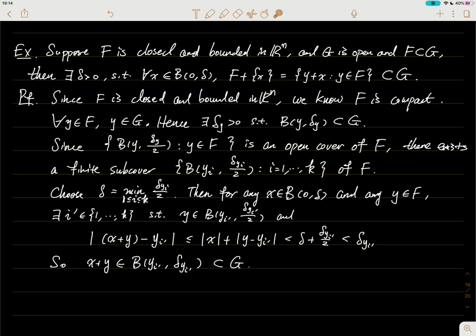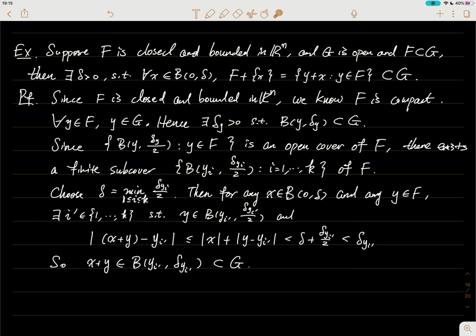And since F is compact, we know there is a finite subcover for F. I call this finite subcover B_i, where i is from 1 to k. So I have y_1, y_2, up to y_k, and their balls. These finitely many balls will also cover F. Now let me choose delta to be the smallest of those radii. I have finitely many balls, I extract the radii and choose the minimum of them. This minimum value will still be positive, because it is the minimum of finitely many positive numbers. So delta is still positive.